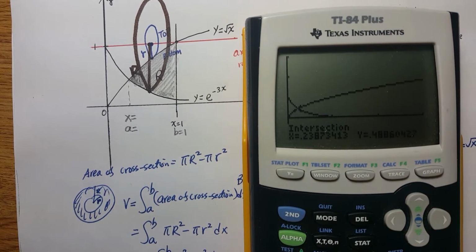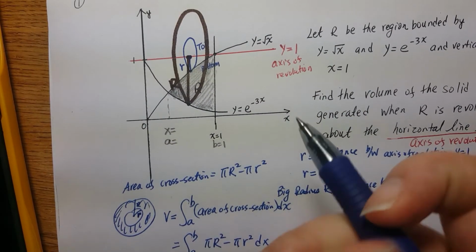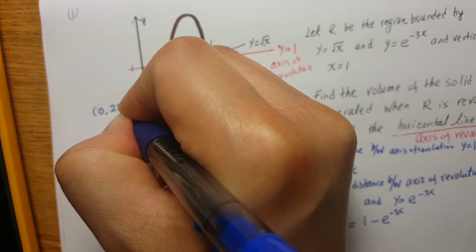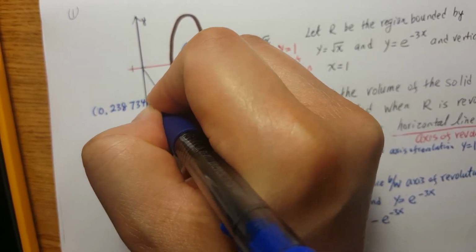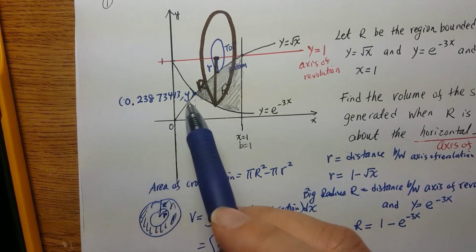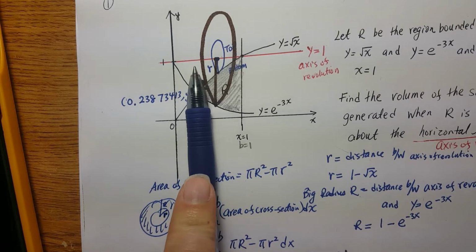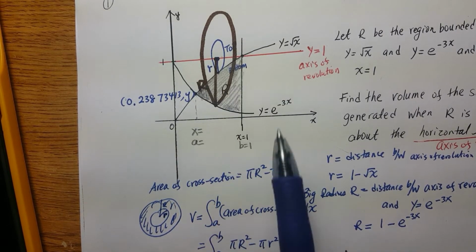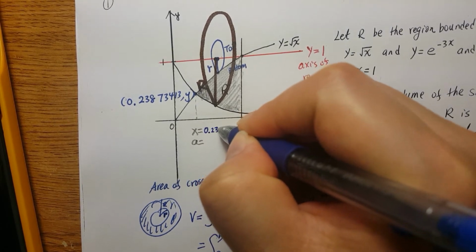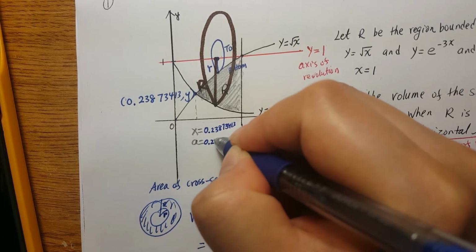Okay, so now I'm going to copy down the point. So this point is... I only copy down the x value because I don't need the y value, because we're using dx. I only need the x value. So this x value is 0.23873413. So the a is this x value.